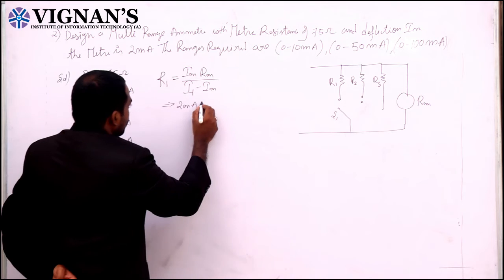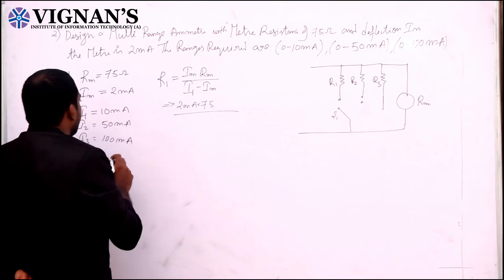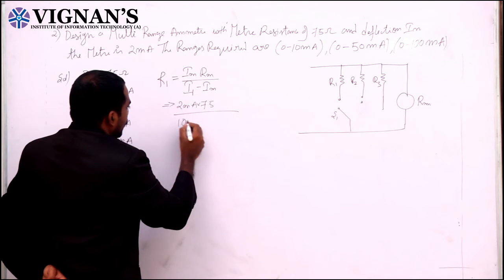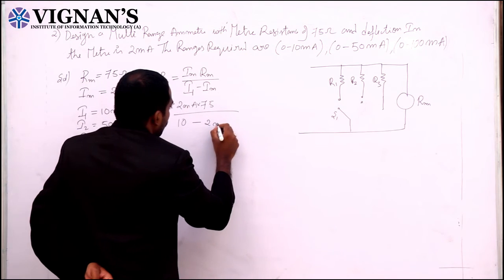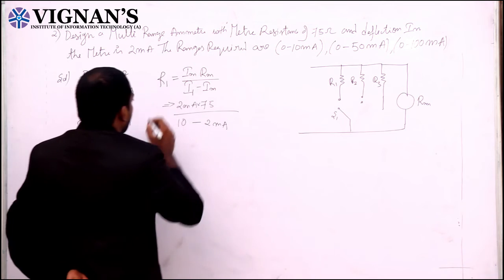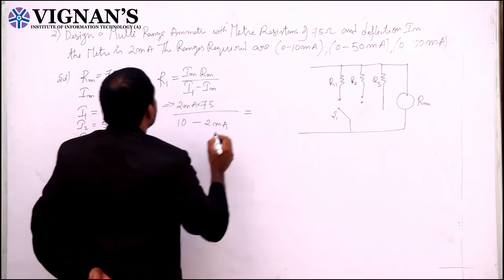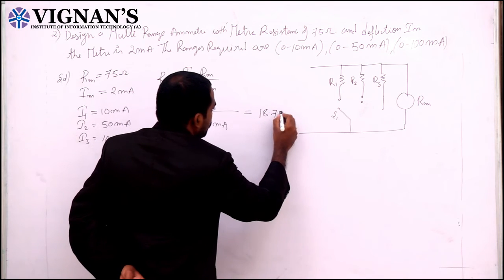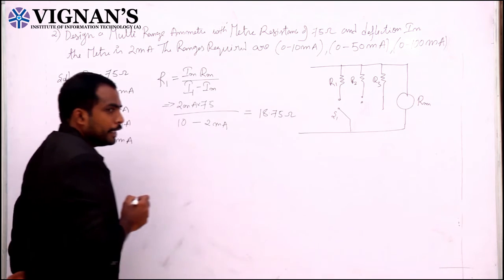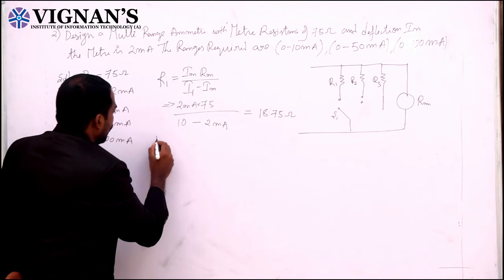Rm is nothing but 75 ohms, divided by, what's the value of I1? It should measure a value of 10 milliamps, minus, what's the value of Im? It is nothing but 2 milliamps. So when you solve this expression for R1, you will get the value of R1 as 18.75 ohms. In the similar way, we will calculate the value of R2.